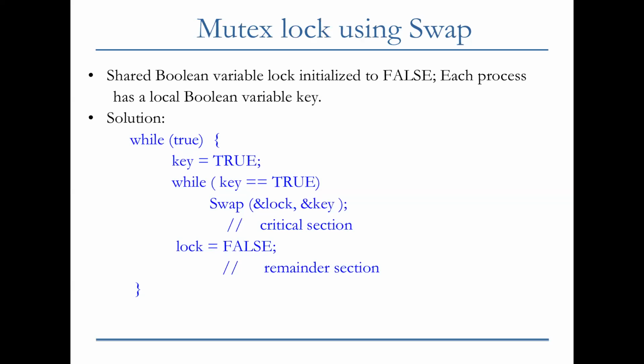Okay, go ahead. So function. Yes. Wouldn't two threads go to the critical section? Because one of them set the lock to true and the other again set it to true.